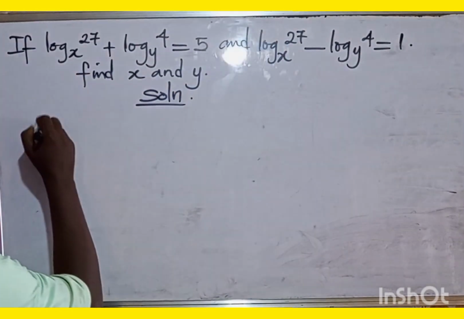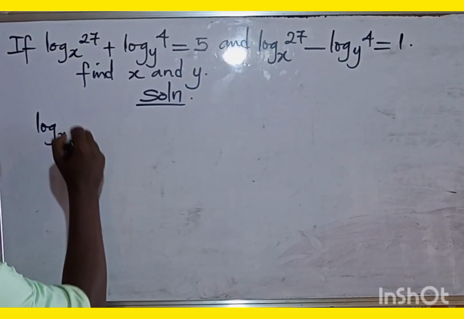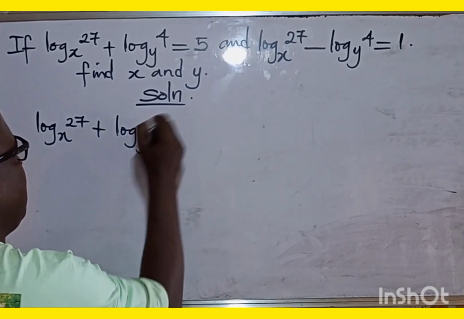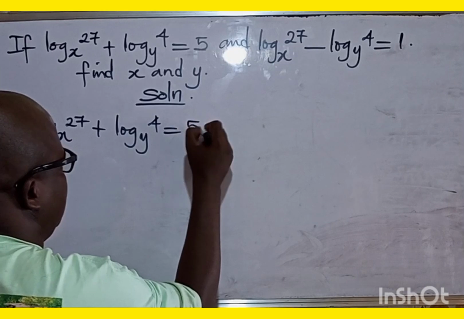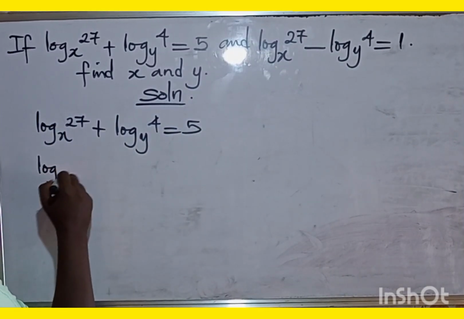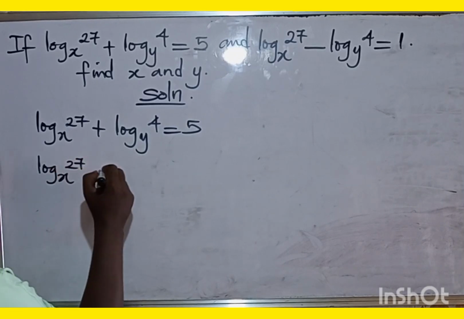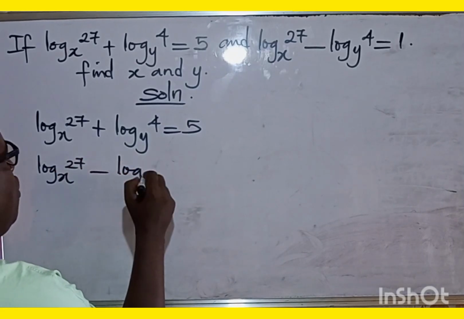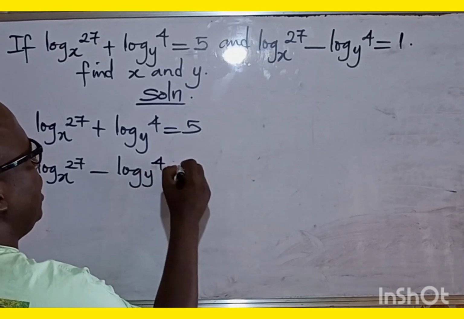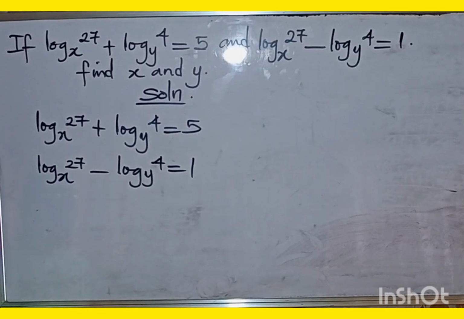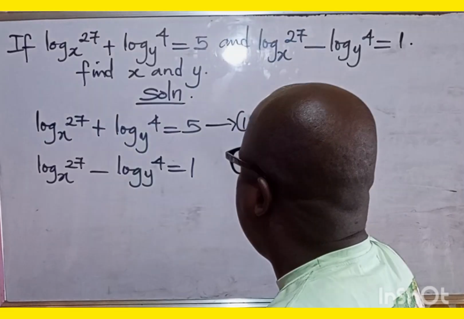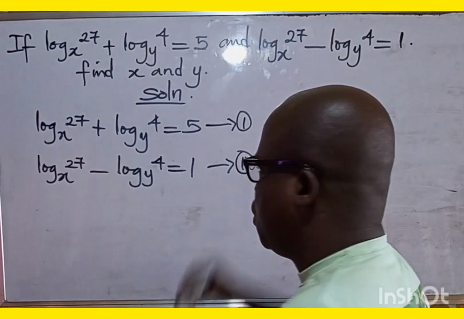We are given log base x of 27 plus log base y of 4 is equal to 5. That is the first equation. And the second equation we have log base x of 27 minus log base y of 4 is equal to 1. Look at this simple question that we are given. Let's call this one equation 1 and this one equation 2.